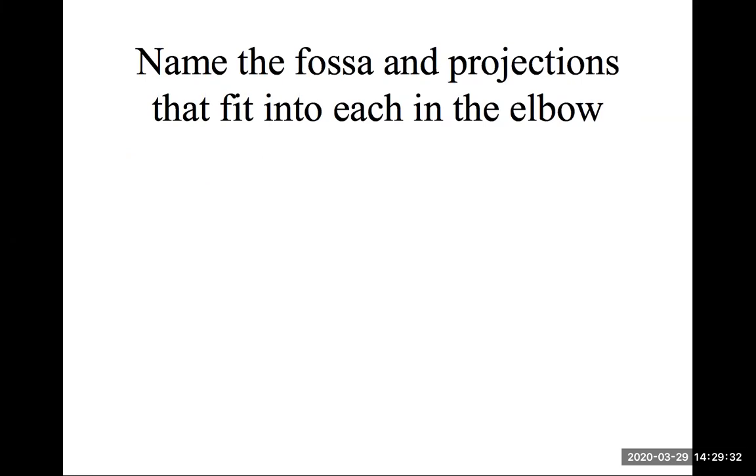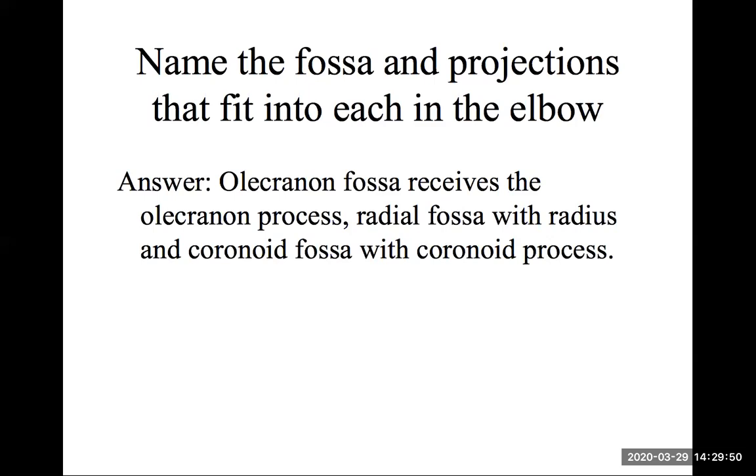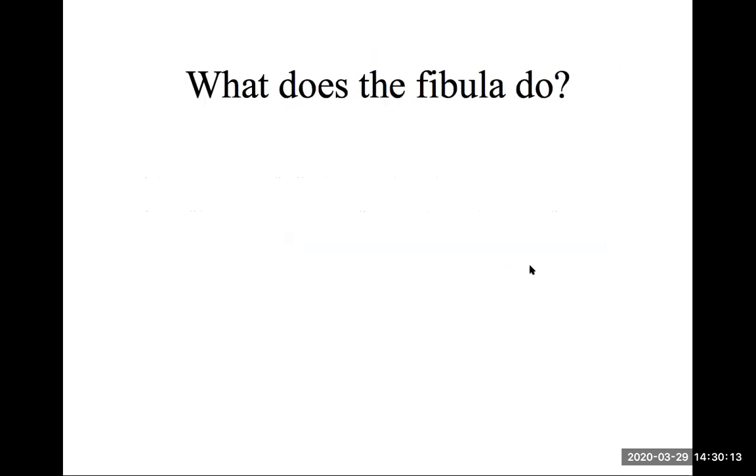Name the fossa and projections that fit each in the elbow. So go back, see if you can remember the names of those three projections and the three fossa, and think about how those work when you extend and flex at the elbow. So when you extend at the elbow, the olecranon fossa receives the olecranon process. When you flex or bend your elbow, then the radial fossa will fit the head of the radius, and the coronoid fossa is going to receive the coronoid process. Sorry if you hear that in the background, my dog is grooming himself.